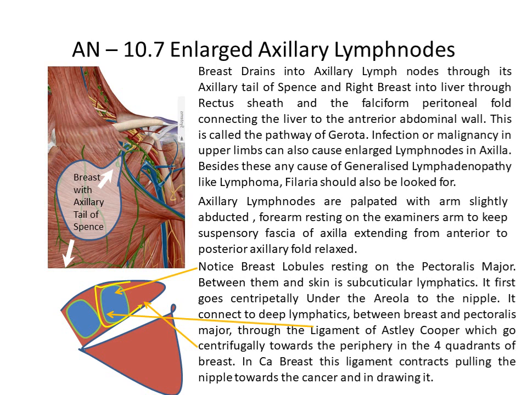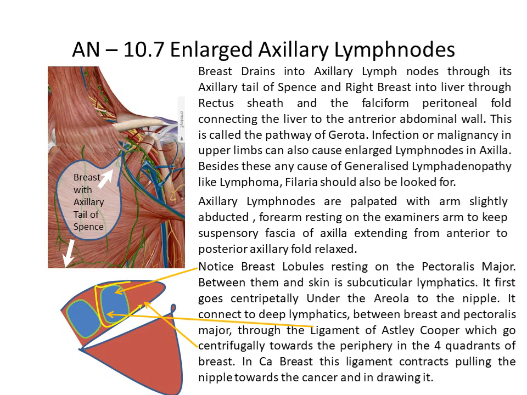Axillary lymph nodes are palpated with arms slightly abducted, the forearm of the patient resting comfortably on the examiner's arm, so that the suspensory fascia of the axilla, extending from its anterior to posterior fold, stays relaxed while you palpate the lymph nodes.